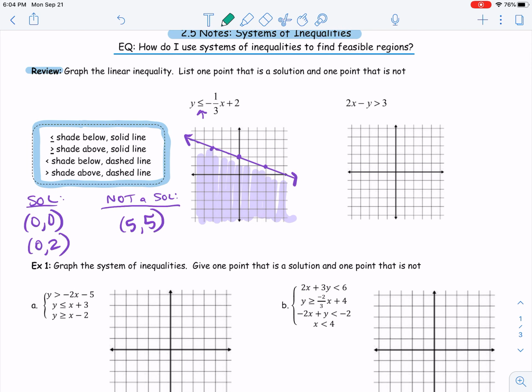This one, we need to rearrange some things so that it's in a mx plus b format. So if I subtract my 2x, I'd get negative y greater than negative 2x plus 3, but I need to get y by itself, so I'm going to divide by a negative. Remember, when we're working with inequality symbols, dividing by a negative is going to switch the sign. So dividing by the negative here will then make it y is less than positive 2x minus 3. And so now that it's in the right format, I can go ahead and plot that line.